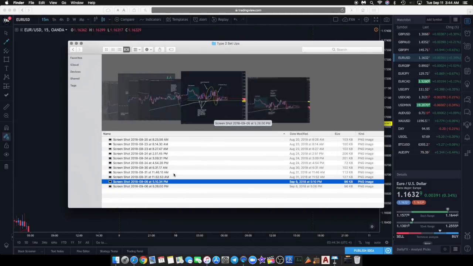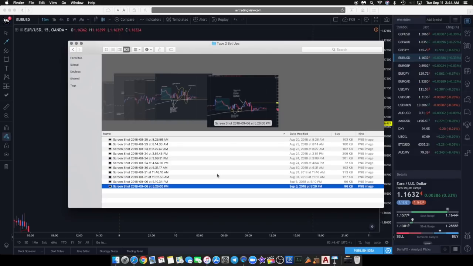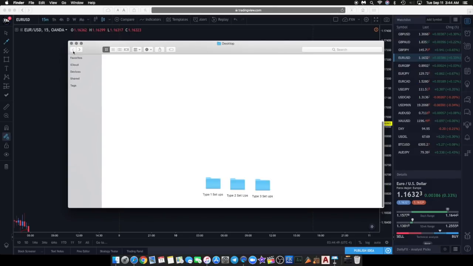Alright? And the final one here. Here we go. Hit it, came back down, hit it. Don't have enough traders yet. Hit it one more time and then rise. Okay? So those were type 2 setups.